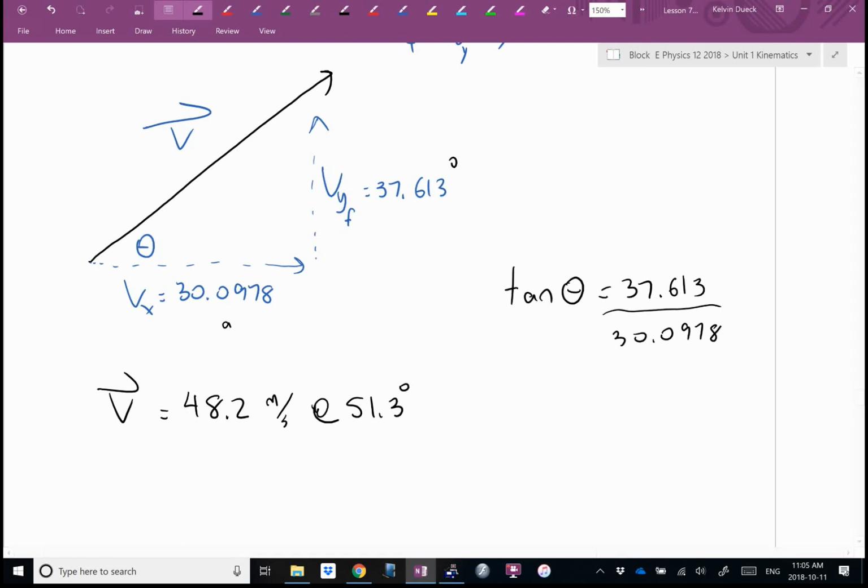If you said north of east, Brian, I would accept that, but I'd glare at you because straight up is not north. How did we phrase this last time? Do you remember? Above the horizontal.